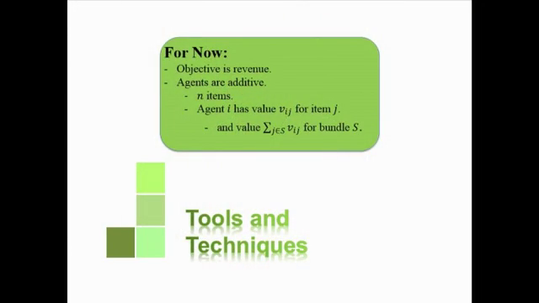Okay, so now I'm going to tell you a little bit about the tools and techniques that get us here. For now, I'm going to say the objective is revenue, and the agents are going to be additive. To remind you what that means, there are n items, and agents have values for each item, and their value for a set of items sums their value for every item in the set. This is just going to make talking about it a lot cleaner.